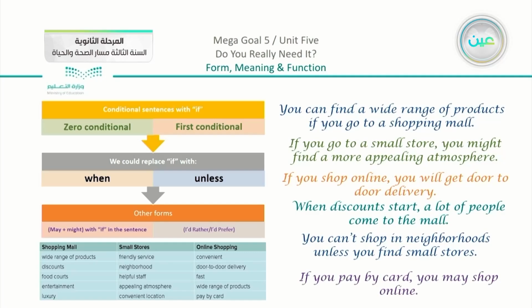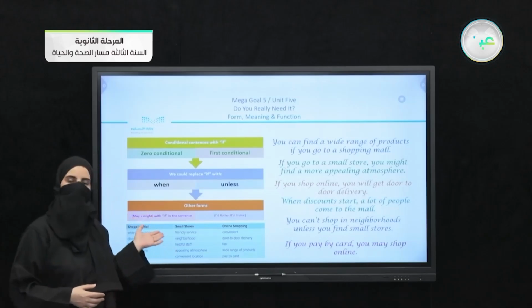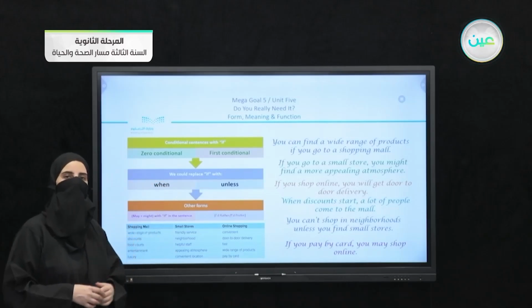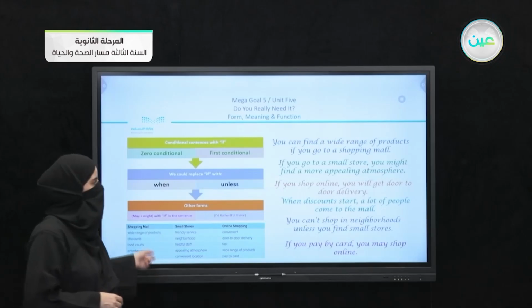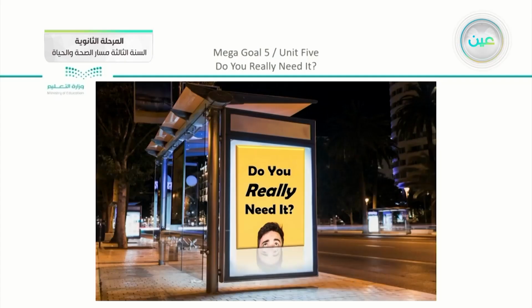We have the very last sentence. You can see: if you pay by card, you may shop online. Here there is the part using may in the sentence with the if clause, like what we did in the second example when we used might. So you can see that there are different sentences applied here, and there is a combination between the words we have learned and the structures. This is the lesson that we have studied before, the form, meaning, and function lesson.